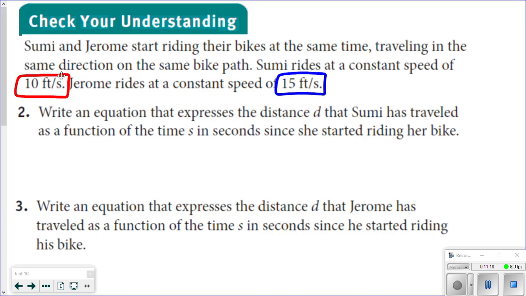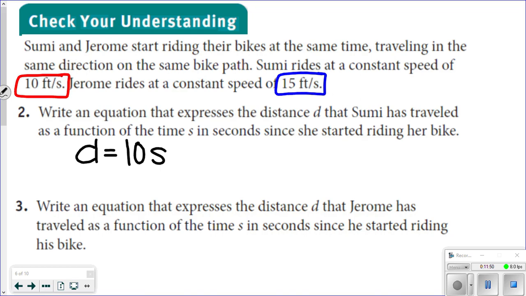Write an equation that expresses the distance d that Sumi has traveled as a function of the time s in seconds since starting her ride. Okay, so we need to start with d equals. What is Sumi's speed? It is 10 feet per second, and it says to use an s for seconds.